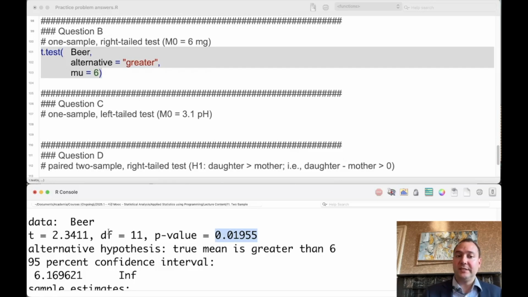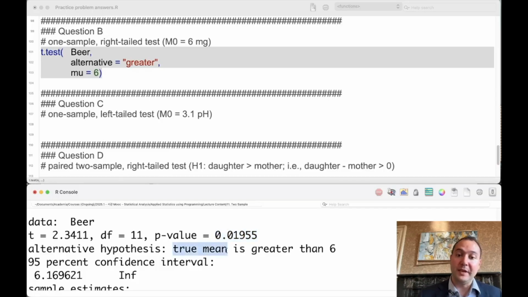Okay, so we see our degrees of freedom is 11. Why? Our sample size was 12, 12 minus 1, our degrees of freedom is 11. Our p-value is very small, it's less than 5%, so we should reject our null hypothesis. So what does that mean?